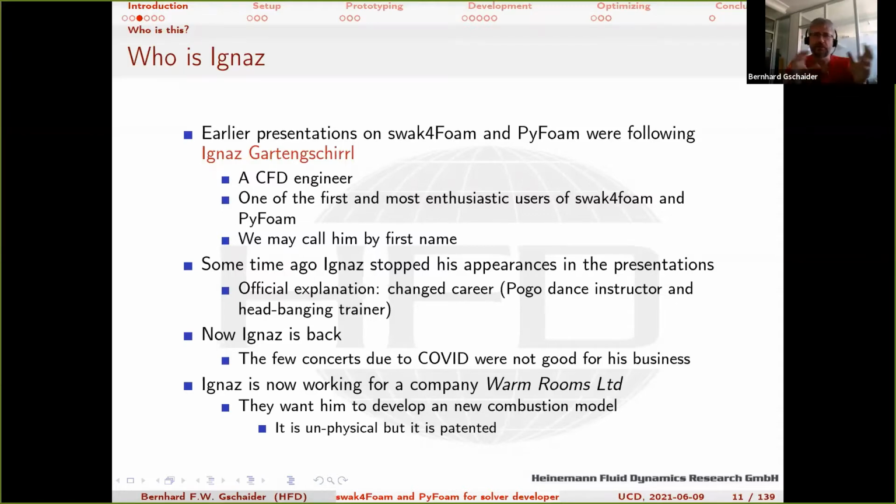Some time ago, Ignaz stopped doing presentations on these things. He had changed his career, but now he is back, and by popular request, people asked that my presentations should have an Ignaz in them again. And he is now working for a company that's called Warm Rooms Limited, and they want him to develop a new combustion model. It's patented, but it's unphysical, but okay.